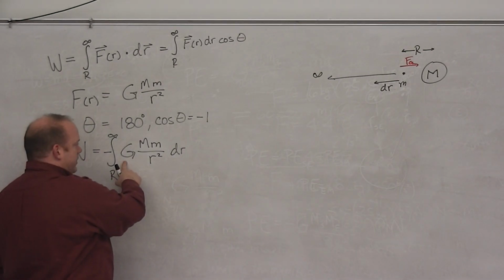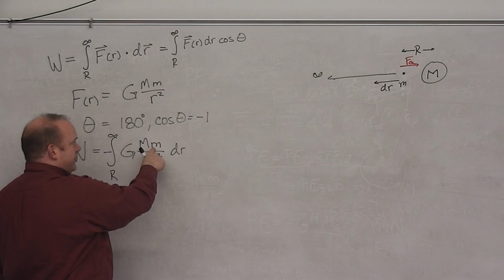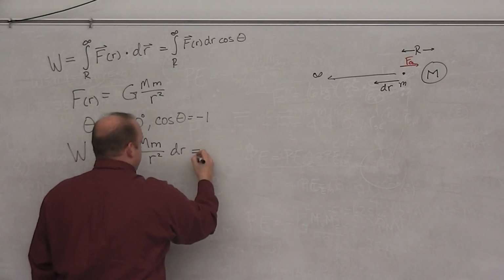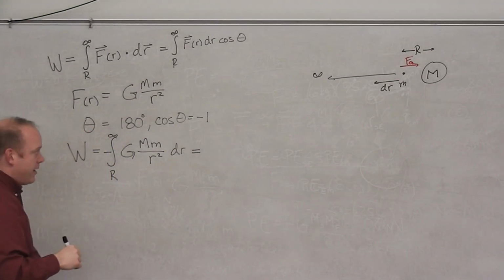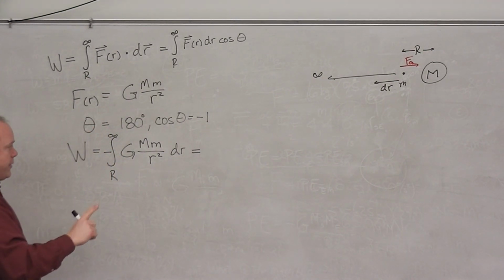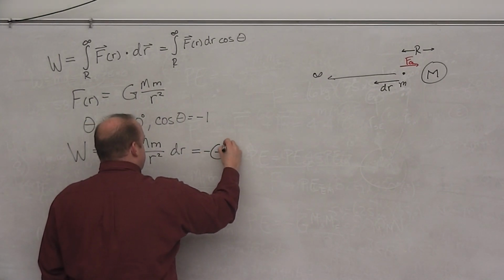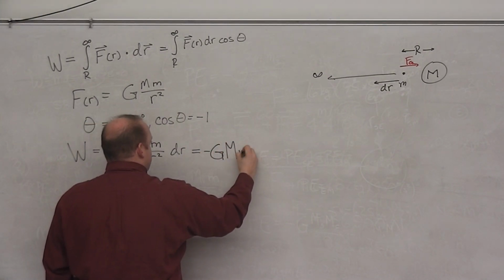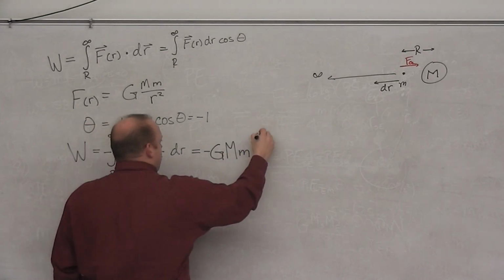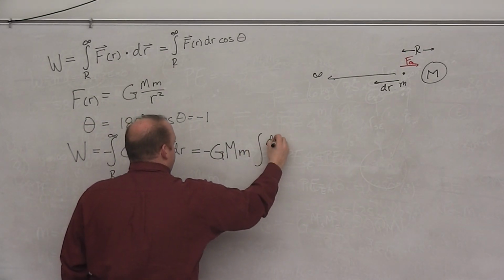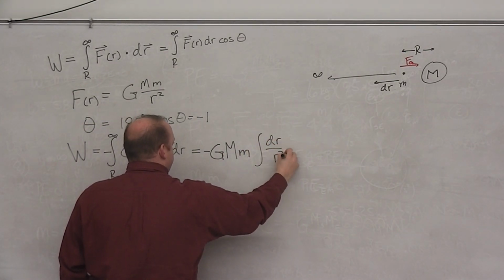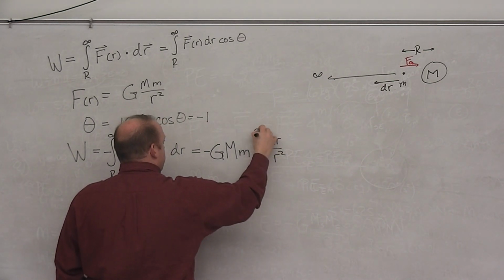Big G is a constant. The mass of the planet is a constant, we hope. The mass of our object, again, a constant, we hope. It actually does, if we're talking about a rocket, change a little bit, but we have to be careful there. So this is negative big G, big M, little m, integral of dr over r squared from big R to infinity.